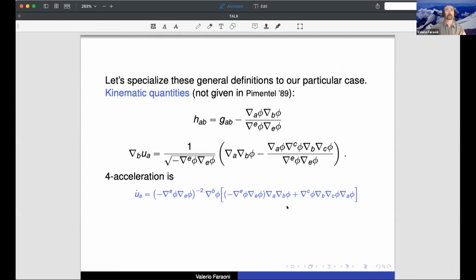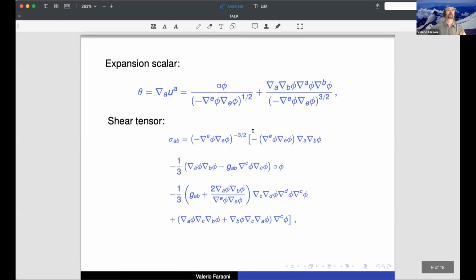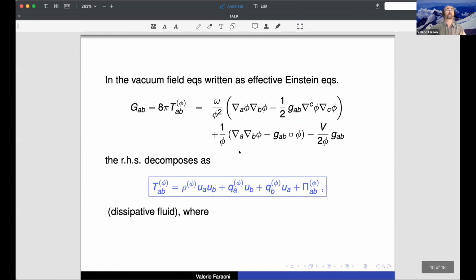So this is the four-acceleration. I'm just showing a lot of expressions, but you don't need to remember any of that. This is the special tensor V_ab, and the vorticity vanishes identically because this fluid comes from a scalar field. So that was to be expected. Again, this is the expansion scalar that we're going to use later. This is the shear tensor that we're also going to use later. Don't need to remember anything out of this except that all these quantities are built out of the scalar field, its gradient, and the second covariant derivative.